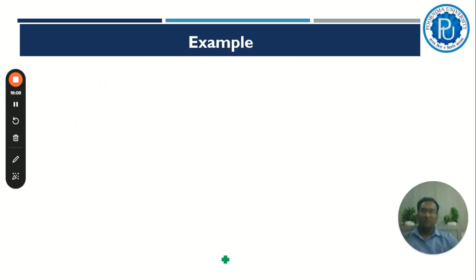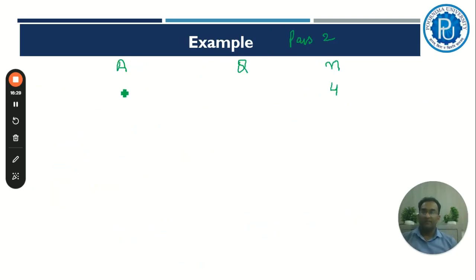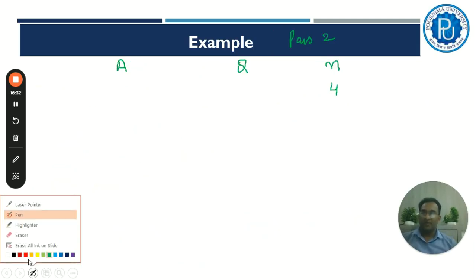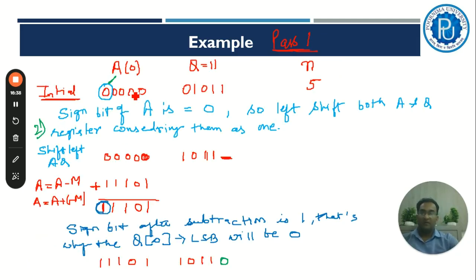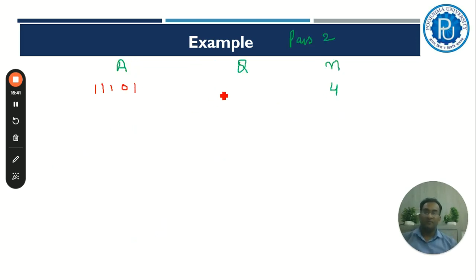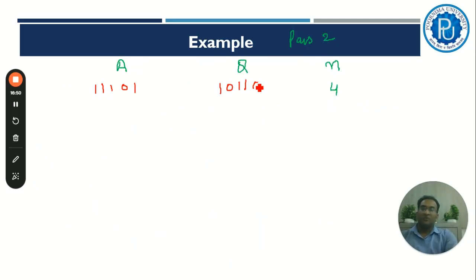Now let us move to pass 2, because now the value of n will be decremented, which is equal to 4. So it is not equal to 0. We have Q register and A register. Now we will look at that. A register was holding 11101, and Q register was holding 10110. Okay, these are the things which we are having in the A and Q register after pass number 1.